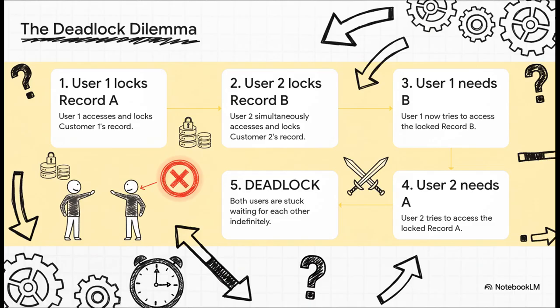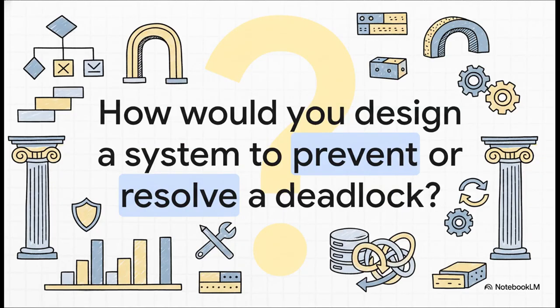The system just freezes. And that brings us right to our final question. Now that you're the architect, you understand the principles of design, construction, and security, how would you solve this deadlock problem? How would you design a system to stop it from happening in the first place or to cleverly fix it when it does? Answering questions like that, well, that's what turns a good architect into a truly great one.